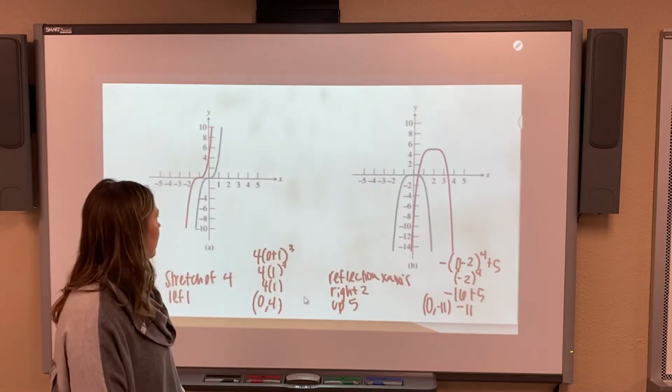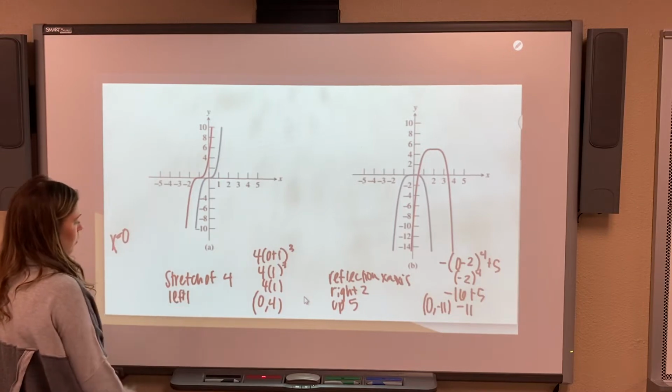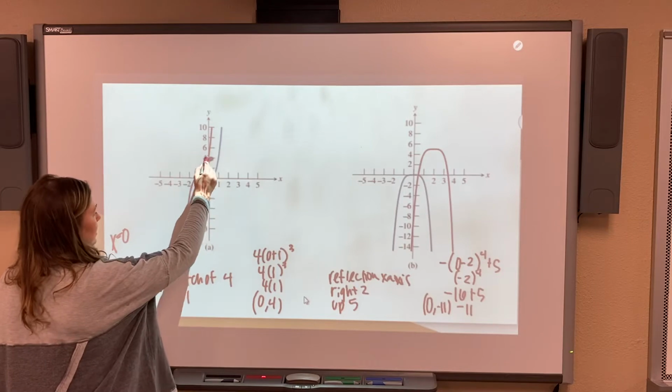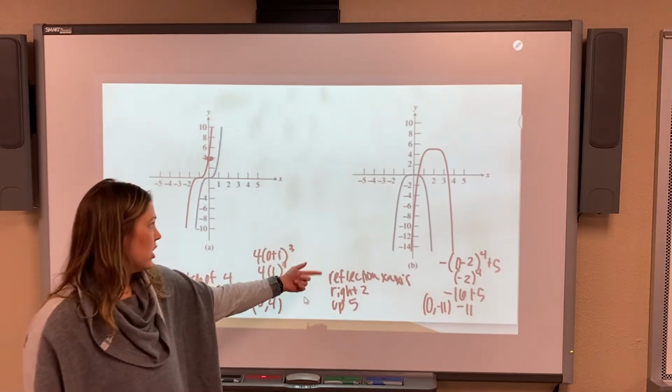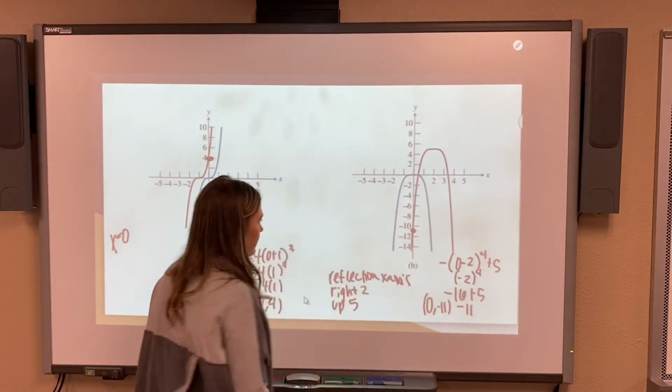And if we look, I think we have these graphs. So stretch of 4, left 1. Okay, your y-intercept is at 0, 4, which is right there. Here, reflection, right 2, up 5, y-intercept is at 0, negative 11.